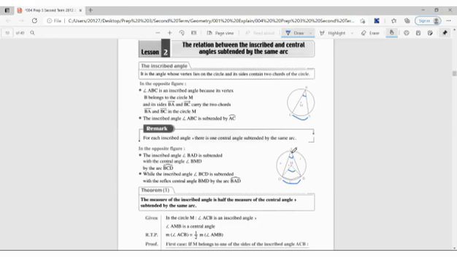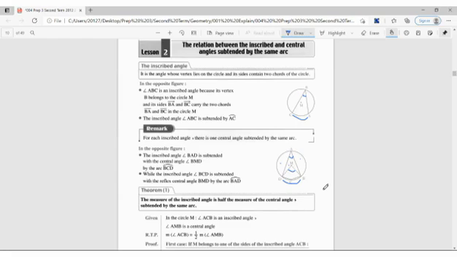Notice that here the angle BAD, which is the inscribed angle, is subtended by the arc DB, and the central angle BMD is subtended by the same arc DB. So the central angle and the inscribed angle are subtended by the same arc DB. What does that mean to me? If the two angles are subtended by the same arc, I can guess that the inscribed angle is half the measure of the central angle.